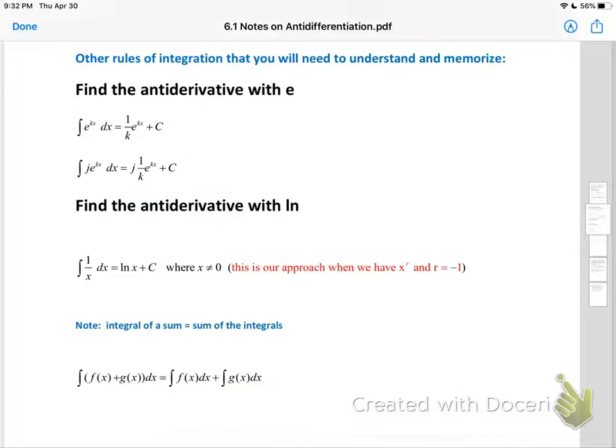Okay, another page. Okay, other rules of integration that you will need to understand and also to memorize. Okay, what if we're dealing with e? Here's your integrand, e to the kx dx. So I'm telling you that the antiderivative is going to be 1 over k, and notice that k was right here, 1 over k, and then e to the kx. So you write what you see, and then previously we would have multiplied by k, but since the antiderivative, you do the opposite, you divide by k.